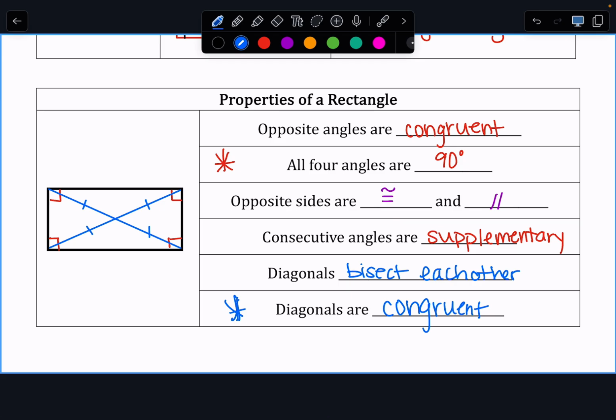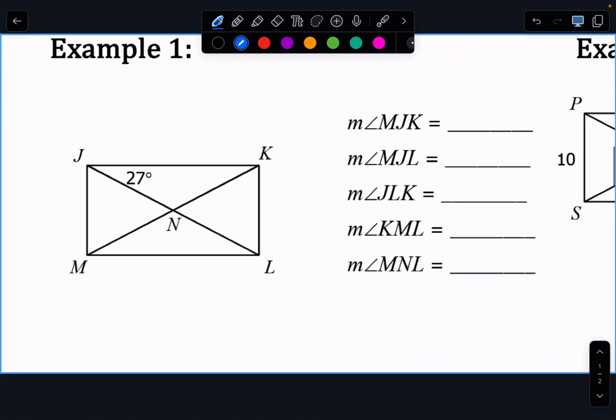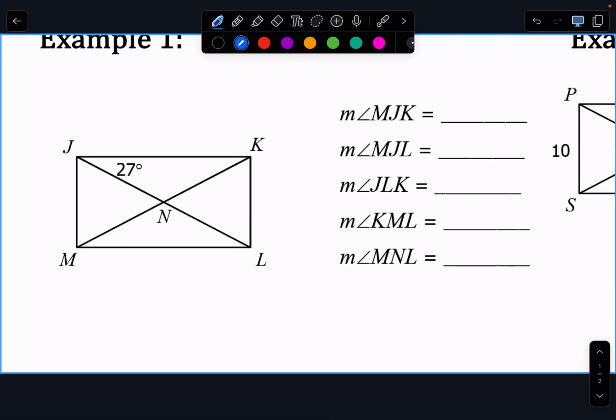So, it's a parallelogram, so we have to remember all of those things and these 2 extra things. So let's come down here to example 1. I'm going to zoom in. Okay? We know that KJL is 27 degrees.